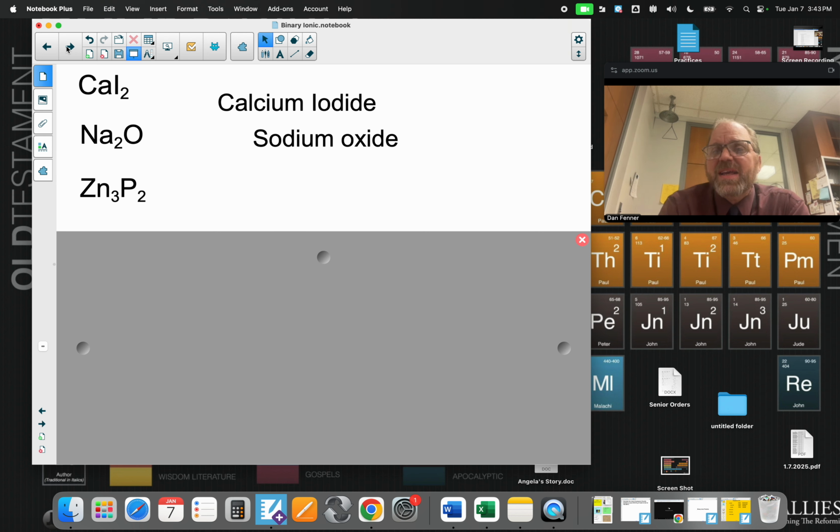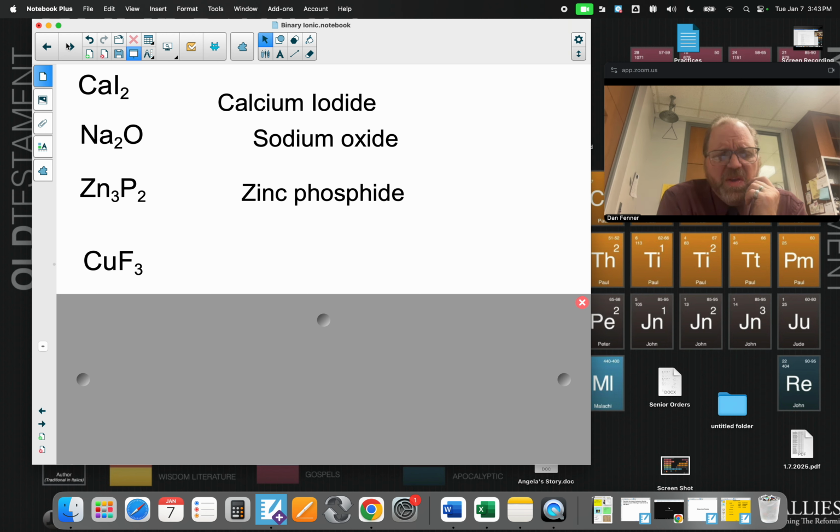So then we have zinc, Zn3P2. I constantly want to do that. Zn is zinc, and phosphide, phosphorus. We know zinc. Zinc is +2. Or let's try when we don't know. Let's look at this one.